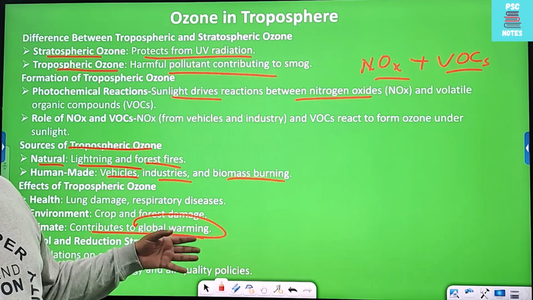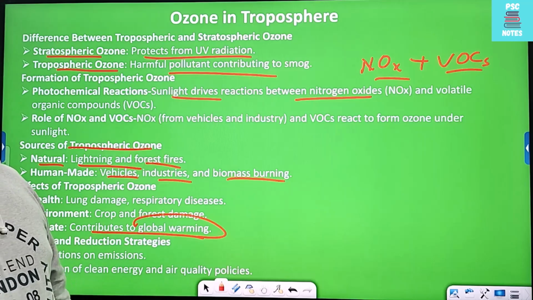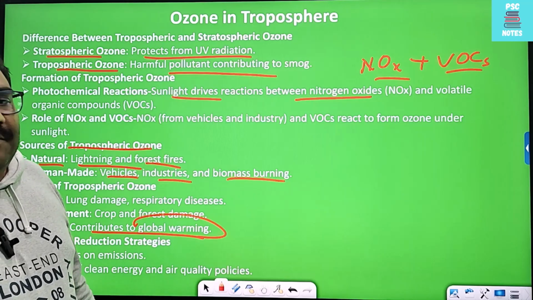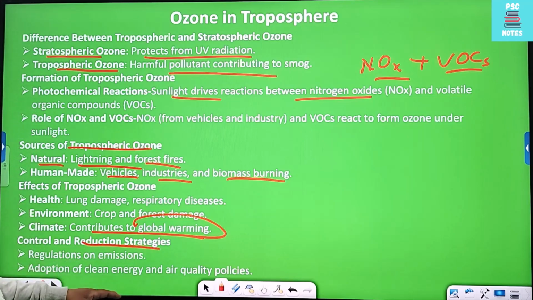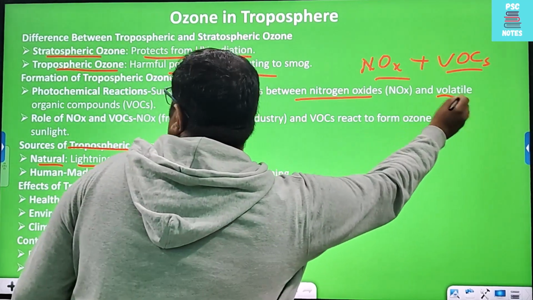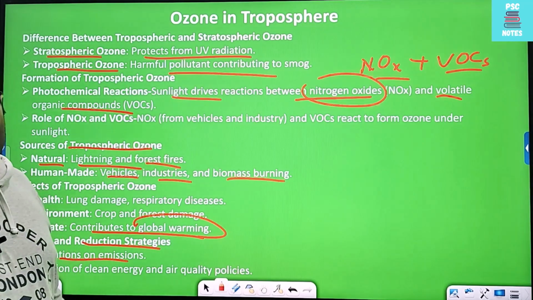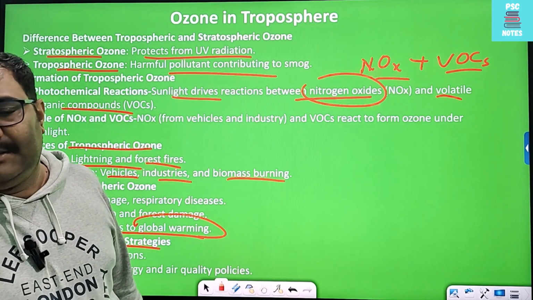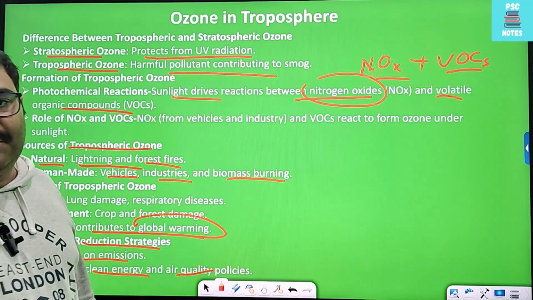It is also a greenhouse gas there, but the influence is too less. Influence is too less. So what are our reduction strategies? We must have a regulation on the emission of volatile organic compounds and nitrogen oxides, and clean energy and air quality policies.